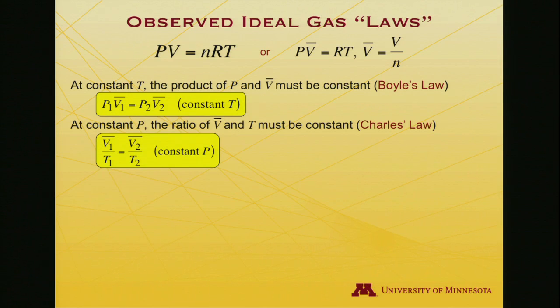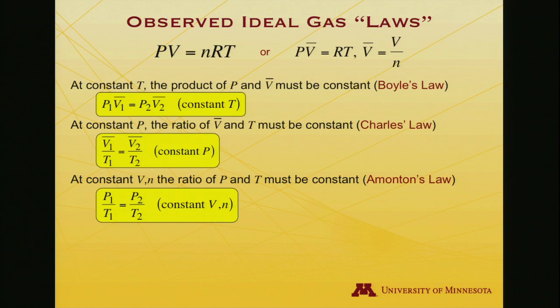If we hold a different variable constant, in this case the pressure, in that case the ratio of the volume, the molar volume, and the temperature must be constant. So expressed as an equation, that's V1 bar over T1 must be equal to V2 bar over T2. Or put perhaps a little bit more simply, if I were to double the temperature at constant pressure, I would have to double the volume in order to keep the same pressure. And that law is known as Charles' law.